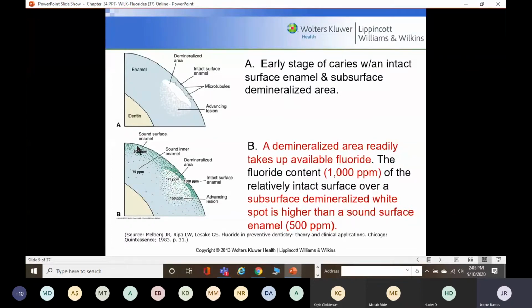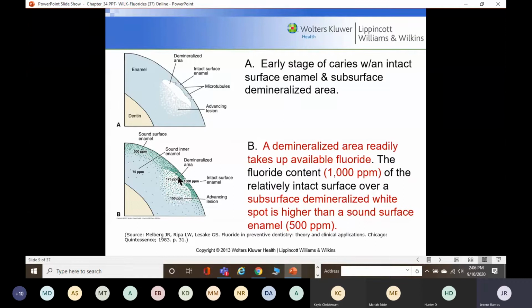Readily takes up all these little dots, the fluoride, and the fluoride content is 1,000 parts per million on the relatively intact surface. This is relatively intact because it has these microtubules, and that also helps the fluoride go inside. And here it's actually higher than on sound surface enamel. On sound surface, where there is no demineralized area and no microtubules and nothing going inside, it takes up 500 parts per million.